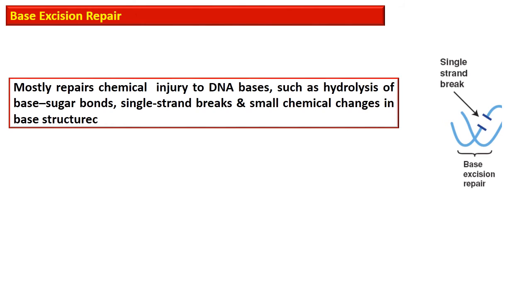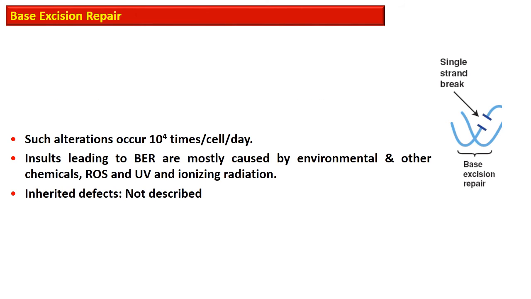The base excision repair mostly repairs chemical injury to DNA bases, such as hydrolysis of the base-sugar bond, single-strand breaks, and small chemical changes in base structure. These alterations occur about 10,000 times per cell per day, and these insults are usually caused by environmental and other chemicals, reactive oxygen species, ultraviolet radiation, and ionizing radiation. The inherited defects for base excision repair are not described.